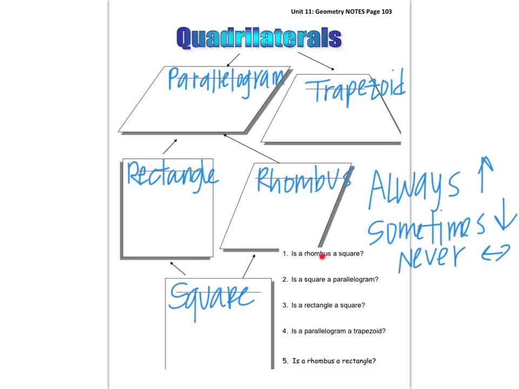So number 1, is a rhombus a square? Rhombus to square is down, so the answer would be sometimes. Is a square a parallelogram? Because you're going up from square to parallelogram, the answer would be always. Is a rectangle a square? Because you're going down, it would be sometimes. 4 says, is a parallelogram a trapezoid? So they're side by side, so never.